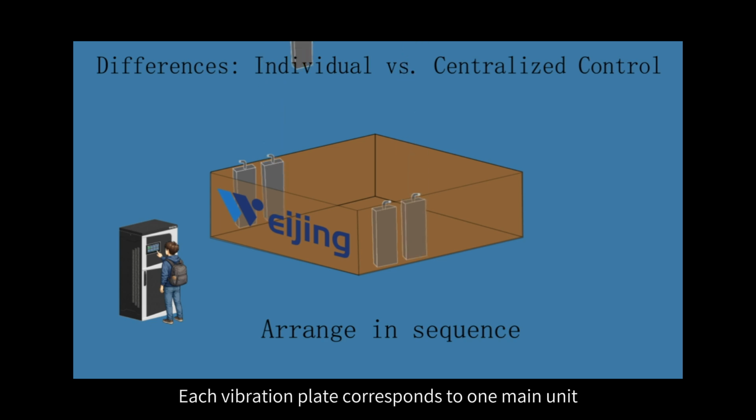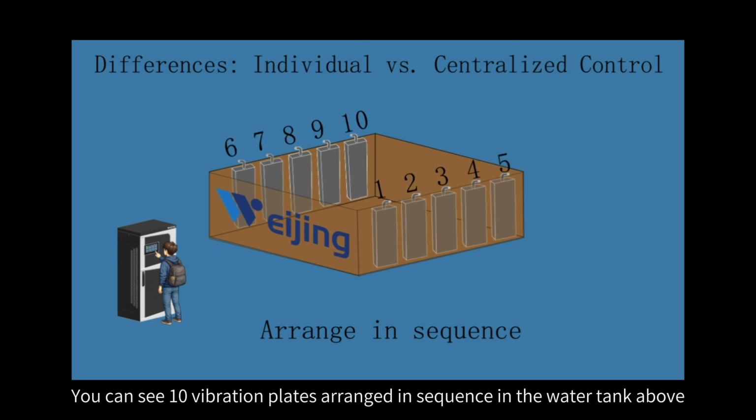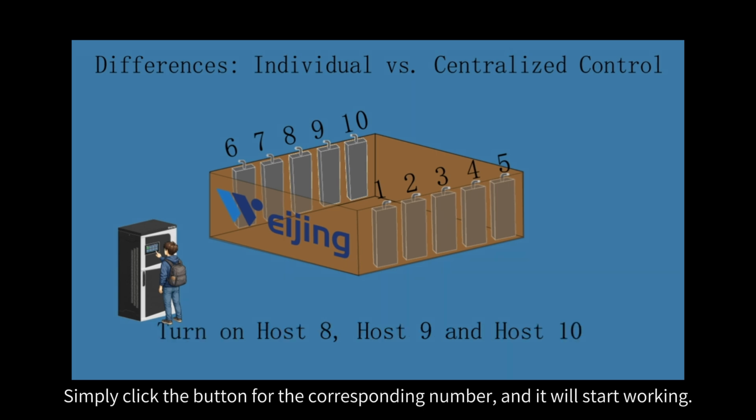Each vibration plate corresponds to one main unit. You can see 10 vibration plates arranged in sequence in the water tank above. In individual control, if you want to control hosts 8, 9, and 10 individually, simply click the button for the corresponding number, and it will start working.